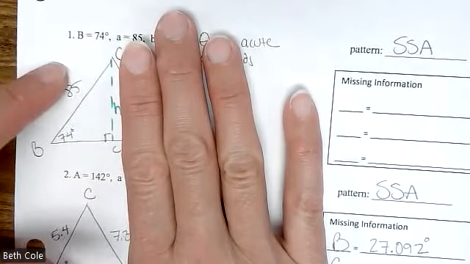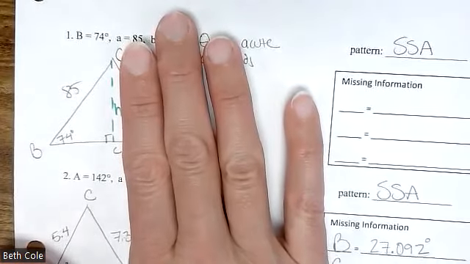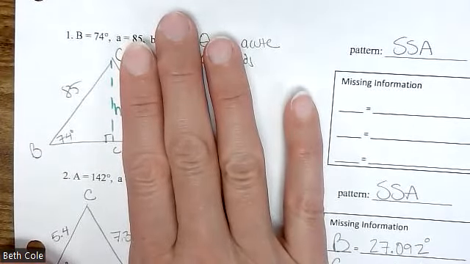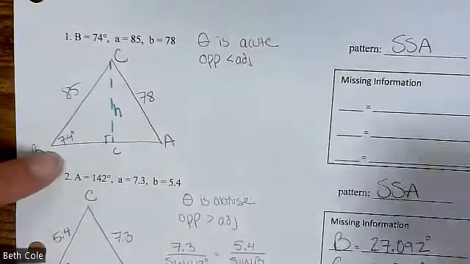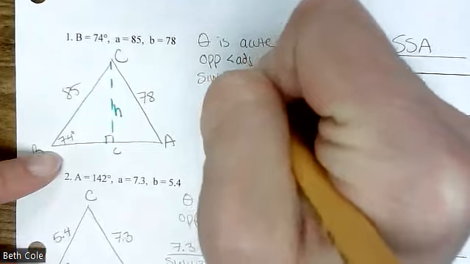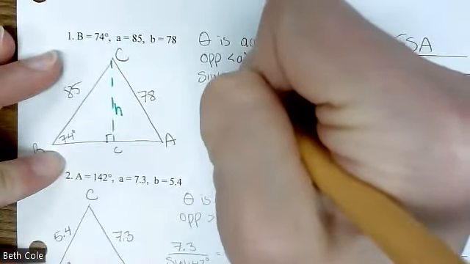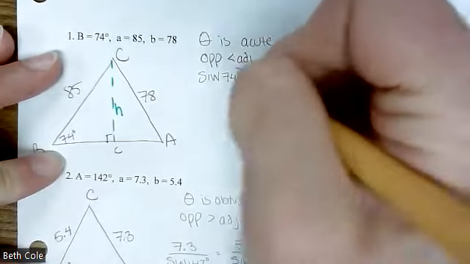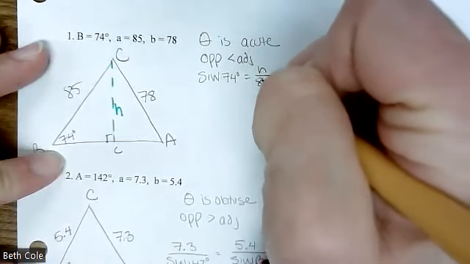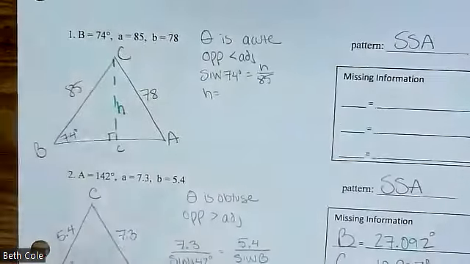It's sine. Do you see how it's opposite over hypotenuse? Listen to me. It will always be sine. What will it always be? Sine. It will always be sine. So you're going to do sine 74 equals h over 85. And you're going to type that in and get h.